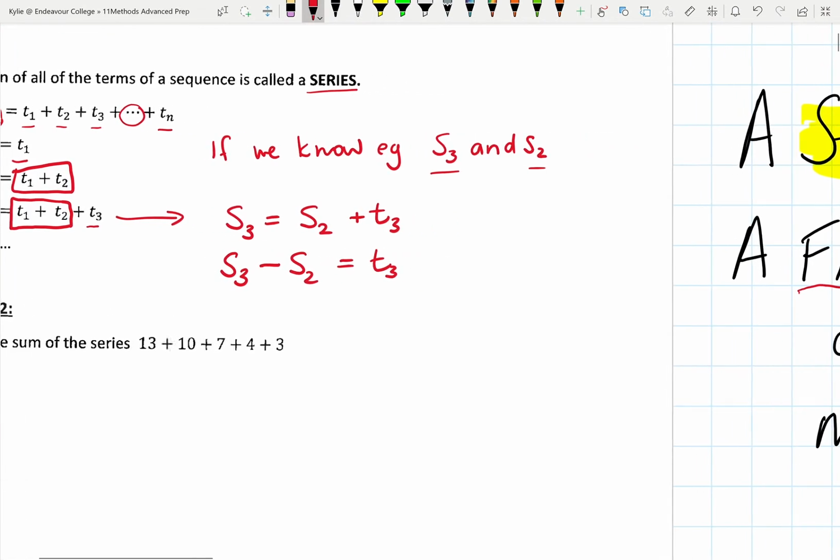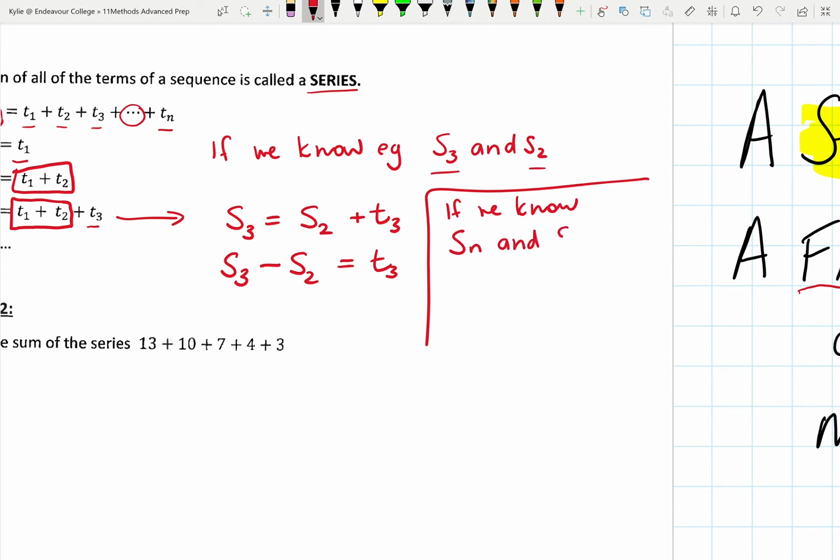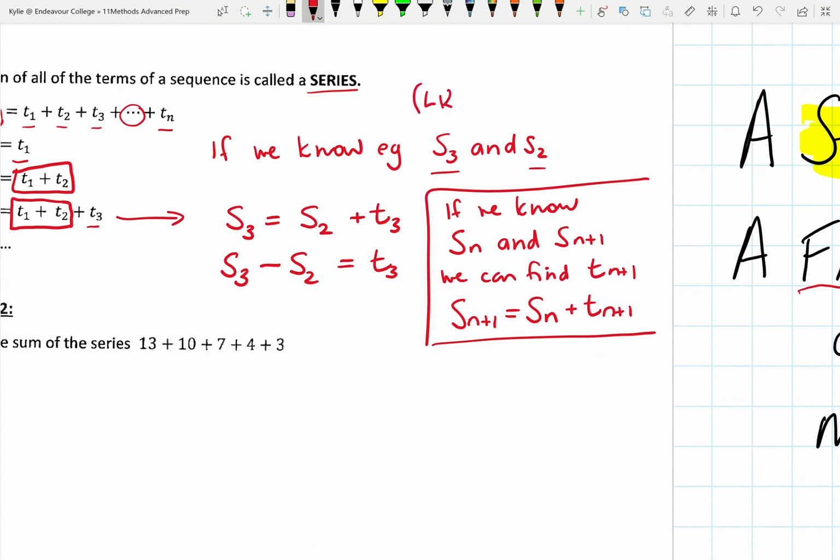So in general, if we know Sn and Sn plus 1, we can find the value of Tn plus 1, because Sn plus 1 is the sum of the first n terms plus the n plus 1 term, and we can rearrange to solve for that. You might like to use that piece of information when you are answering exercise 10B question 2. That might be helpful.